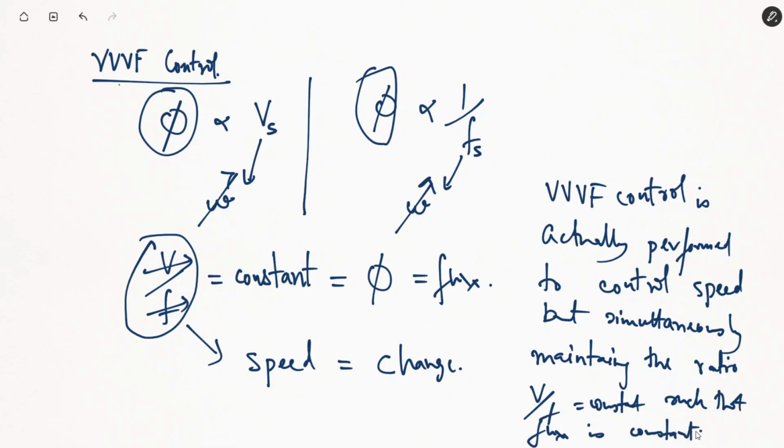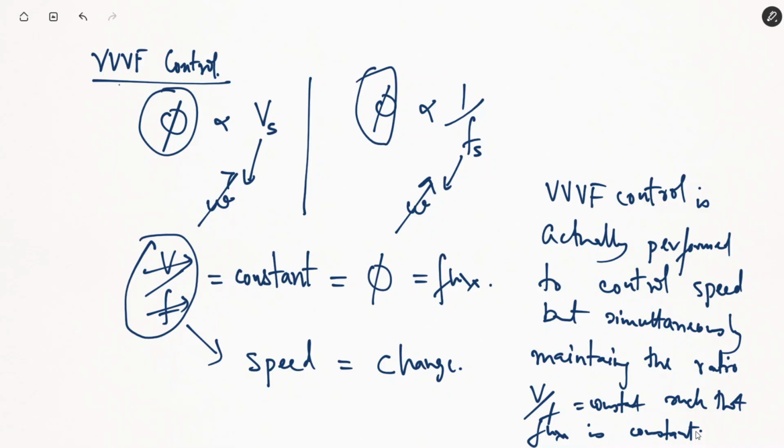Speed is directly proportional to voltage and frequency, but as far as the flux goes, flux is proportional to voltage but inversely proportional to frequency. So if we change V and F in such a fashion that the ratio V by F always remains constant, we can maintain the flux constant, but the speed will change. Similarly, we can decrease V and decrease frequency such that the speed will decrease, but the ratio remains constant such that flux remains constant.